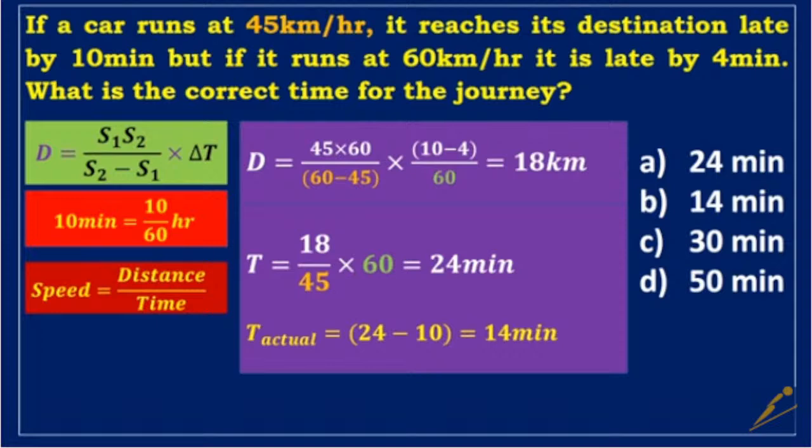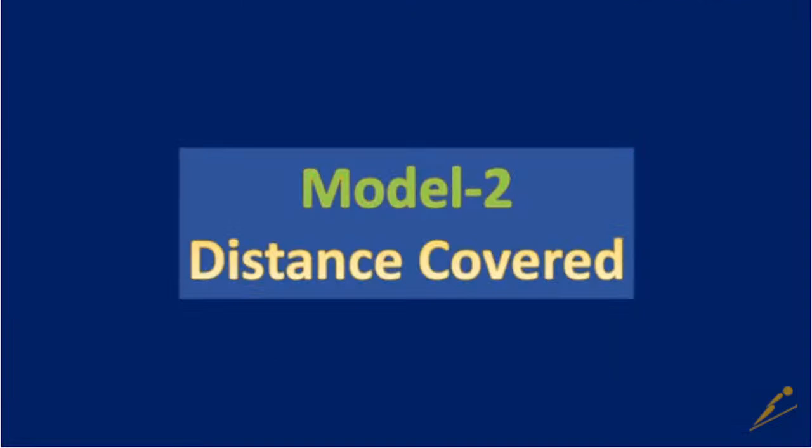However, the car reaches 10 minutes late. The difference between 24 minutes and 10 minutes is the actual time taken to cover the distance, which is 14 minutes. Model 2. Distance covered.